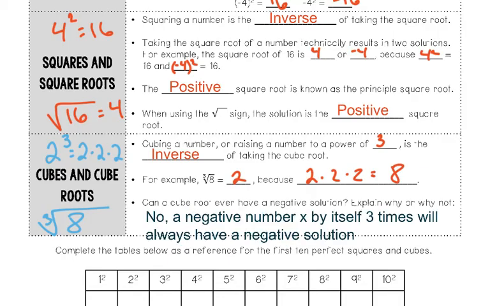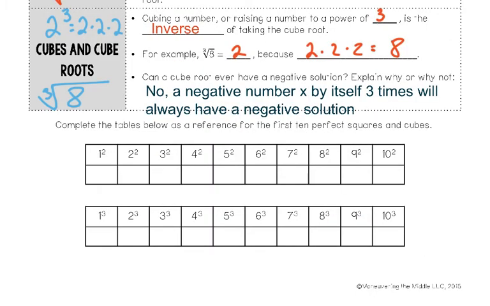So this is just what I said written out. Can a cube root ever have a negative solution? No. A negative number times by itself 3 times will always have a negative solution. Go ahead and take a second to fill out this quick table.